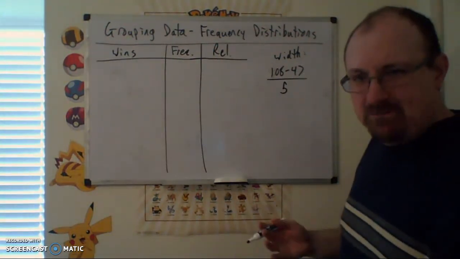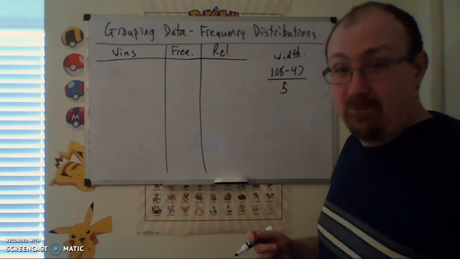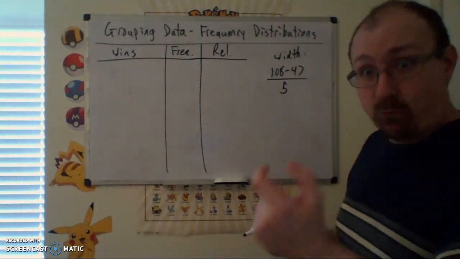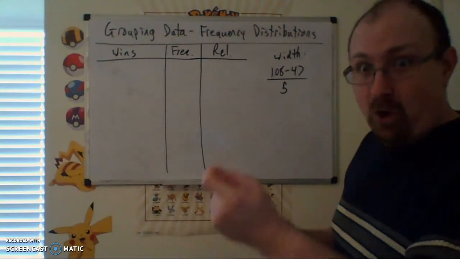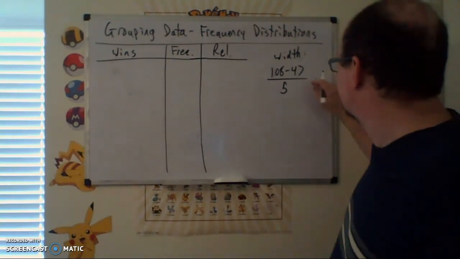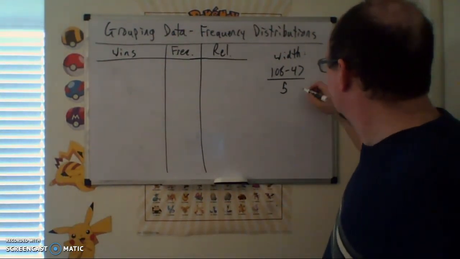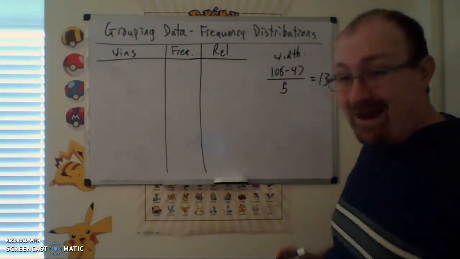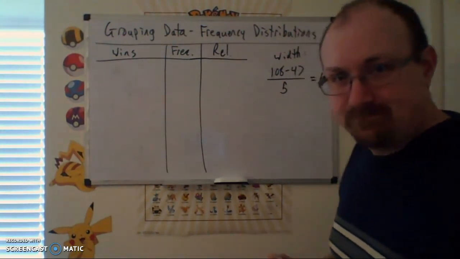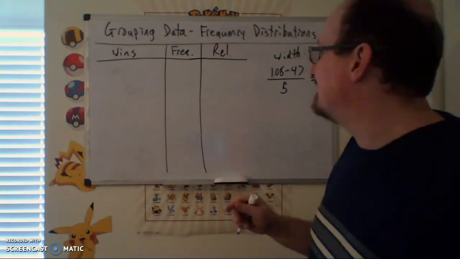Now this gives us a decimal. If you're working with something in a decimal format like this, always round up. Got that? Always round up. So this actually is 12 point something. I'm rounding it up to 13 in this case. Okay, so got that taken care of.